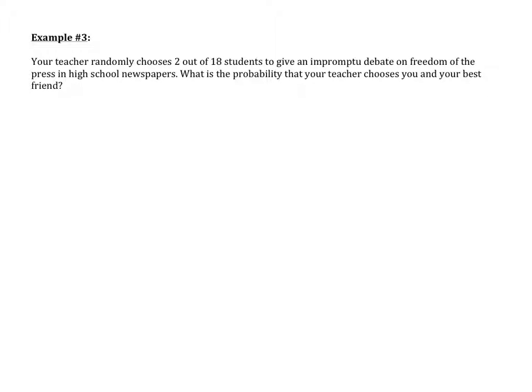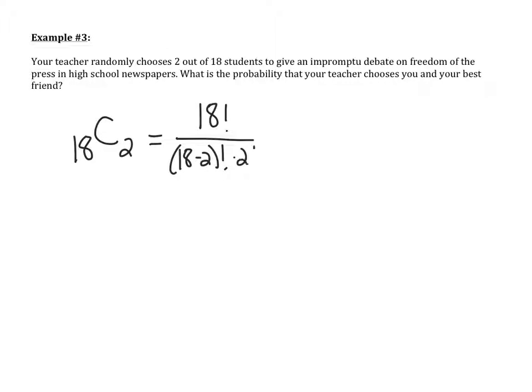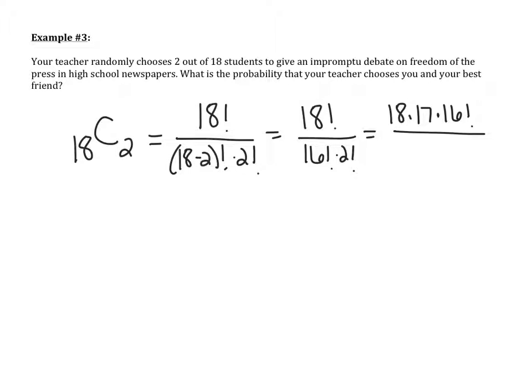So again, we're going to use a combination because order does not matter. There are 18 students and 2 are chosen at a time. So that would be 18 factorial, according to the formula, over 18 minus 2 factorial times 2 factorial. So again, I'm going to reduce that and get 18 factorial over 16 factorial times 2 factorial. So I'll reduce that and do 18 times 17 times 16 factorial. I'm going to go just as far as 16 factorial, knowing that I'll end up canceling with the 16 factorial on the bottom.